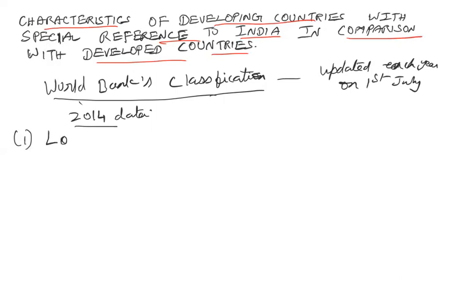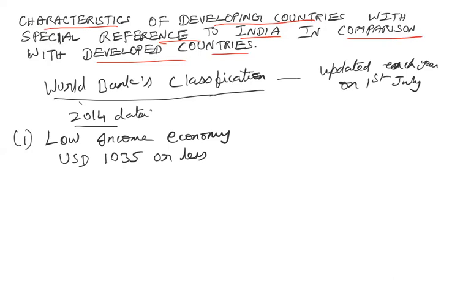So the low income countries, or low income economy. This low income economy is those countries whose GNI per capita is 1035 US dollars or less. And here, whatever I'm writing in the blue pen is the current data, so it is updated. The recent data is $1,085 USD. This is for 2022.